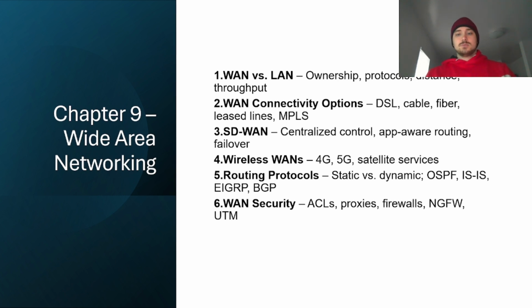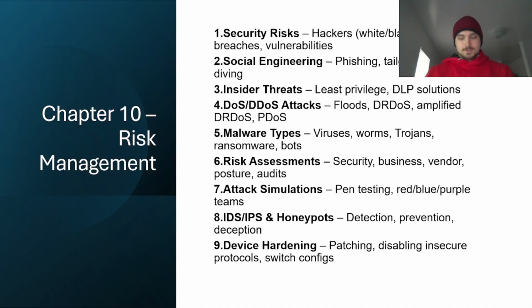Then we have routing protocols, which include static versus dynamic. And then we have OSPF, IS-IS, EIGRP, and then we have BGP. And then finally, WAN security: ACLs, proxies, firewalls, NGFW, and UTM.